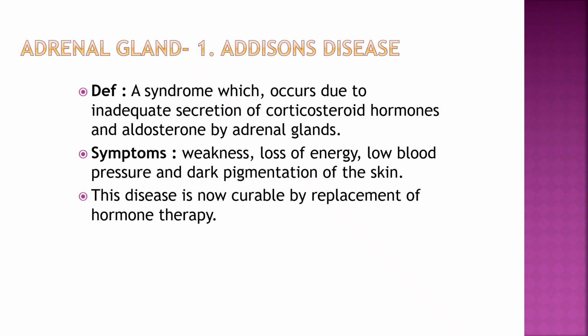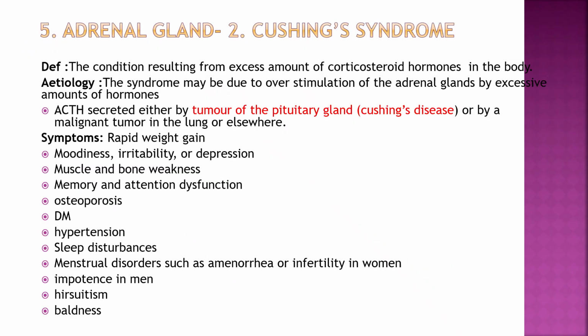Adrenal gland. So first is Addison disease. Addison disease is a syndrome due to inadequate secretion of corticosteroid hormones and aldosterone by the adrenal glands. So the patient gets symptoms of weakness, loss of energy, low blood pressure, dark pigmentation of the skin and irritability or low mood. The disease is curable by hormone replacement therapy.